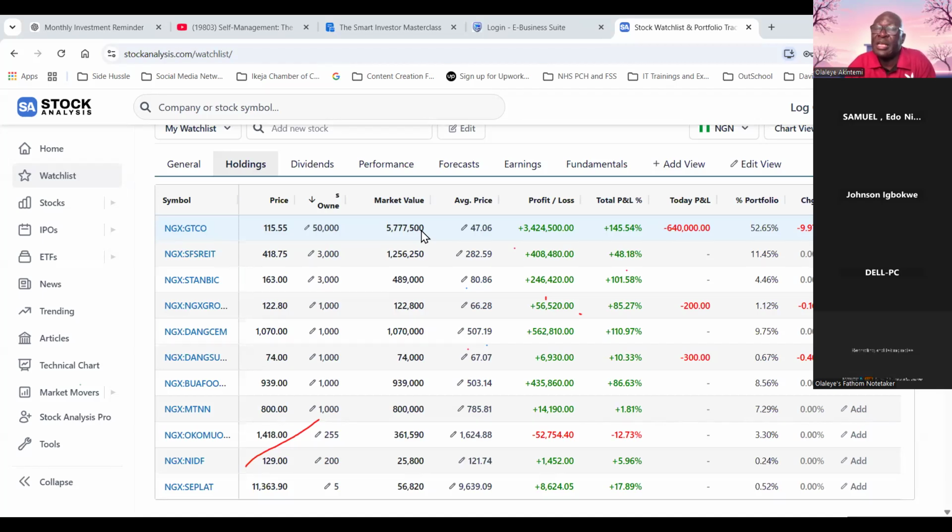But I have no regret that I bought 50,000 units, because the reward that I've gotten from Gitco is unbelievable. In the first year after I bought Gitco, the dividend they paid me was over 300,000. In the second year, which was 2025 financial year end, the dividend they paid me is about 600,000 naira. So I have no regret.